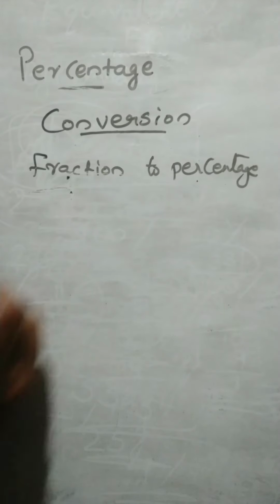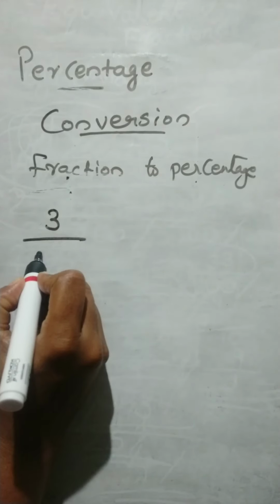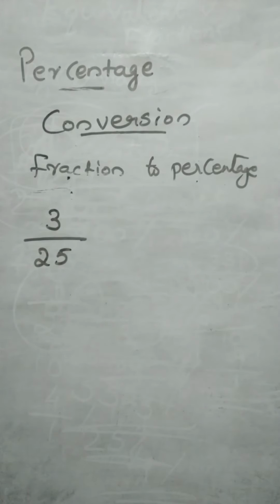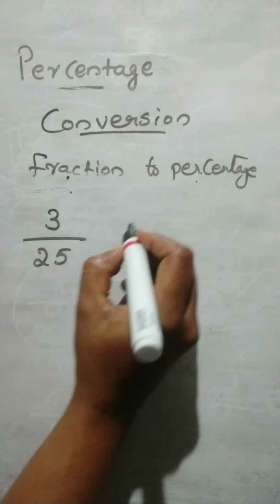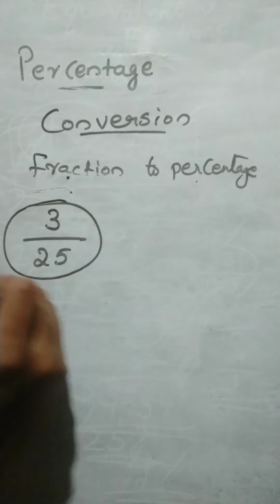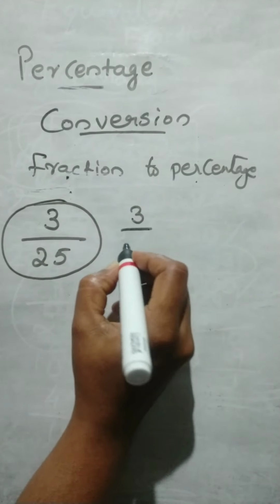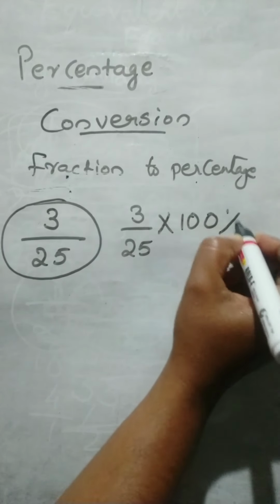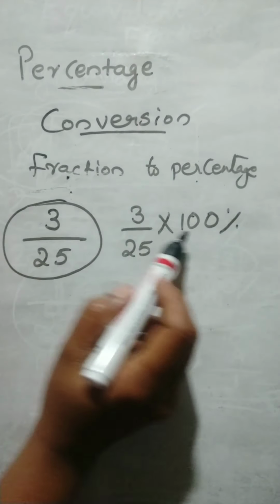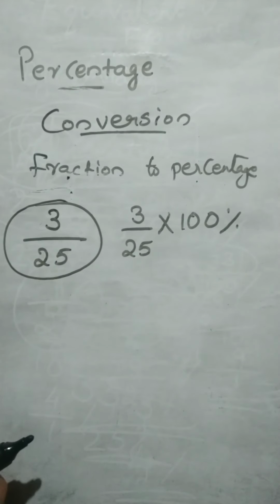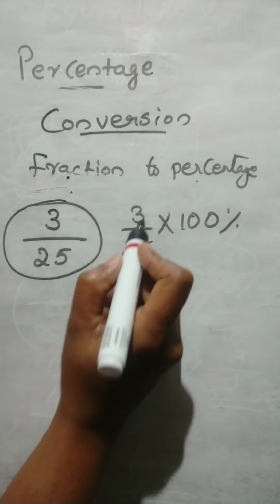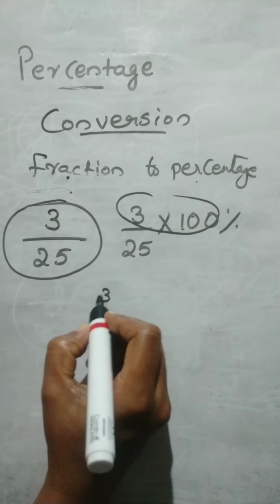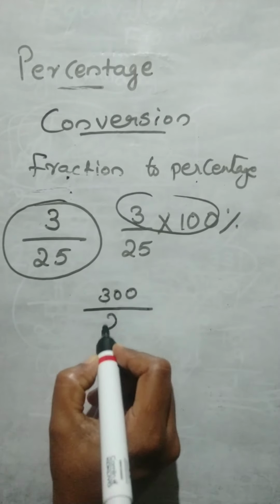Next question. 3 on 25. How can we convert this one? What is the first step? 3 on 25 times 100%. We have to multiply the given fraction with 100%. Okay. Then numerator, 3 and 100. That is 300 divided by 25.